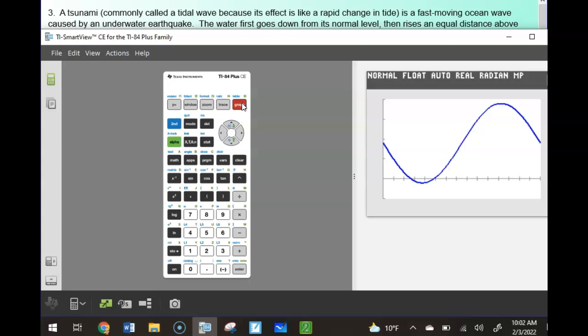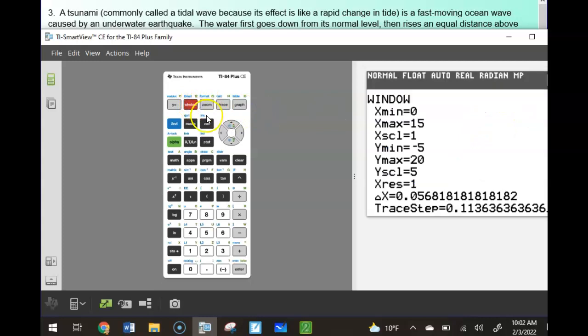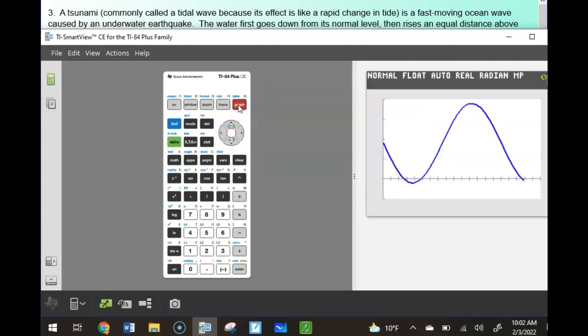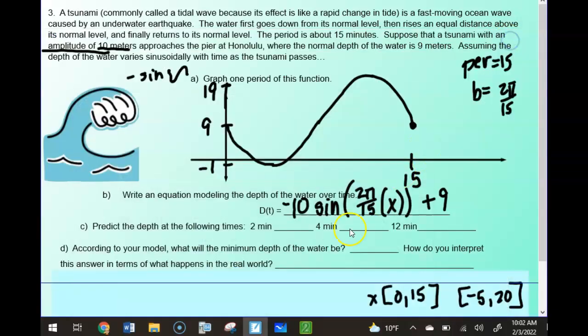Actually, I'm kind of confused. Isn't the period... Oh, it was 15 minutes? And we only went out to what? Oh, so I was like, it looks like exactly one period. Yeah, if I went out a little further to like 20, then I would see it. Okay. I just wanted to make sure. 15 is fine. Yep, 15 is fine.